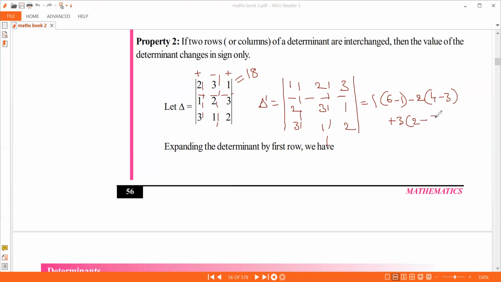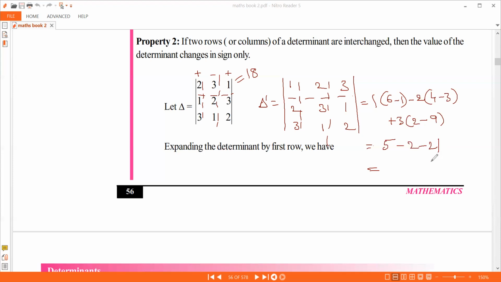Very good. Now, 1 into 5, 5. Minus 2. Minus 2 plus 7 for 21. Minus 21 or plus 21? Minus, yes, minus 21. Now, the answer will be? So it will be 5, 21, 22, 23.